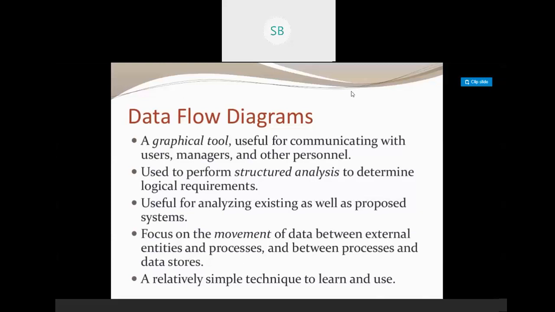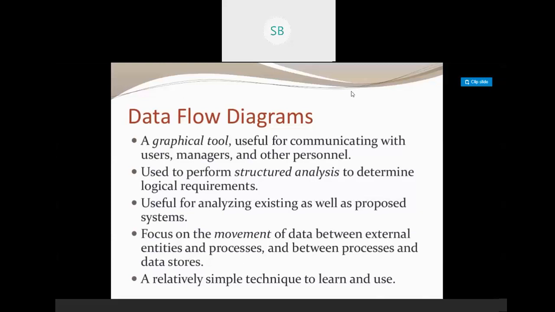So what is first a data flow diagram? It is a graphical tool useful for communicating with users, managers, and other personnel. Like I mentioned, in system designing, based on the user requirement, the system designers design a diagram. That diagram can be any type of diagram. Here we are going for the data flow diagram.